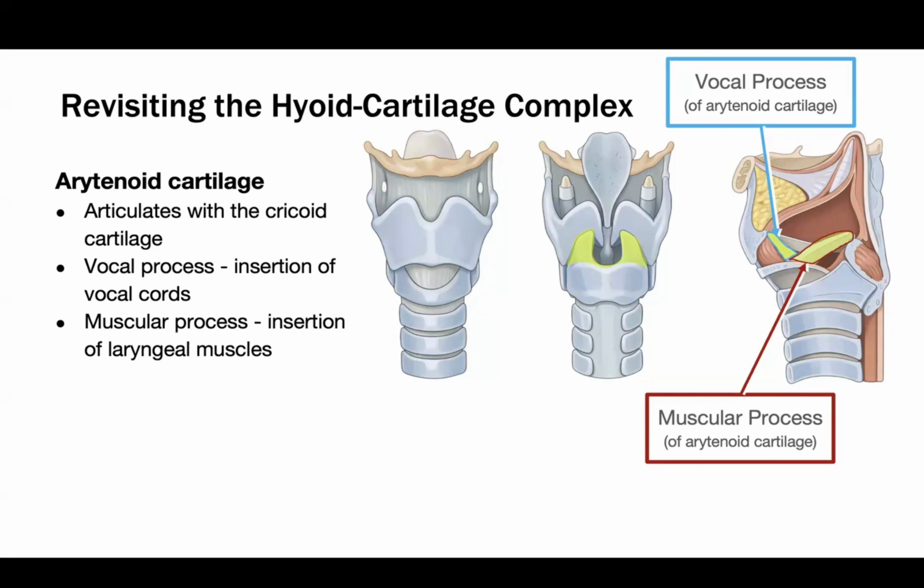There's also two more cartilages that we don't expect you to remember and recall for the exam, but they're called the corniculate and the cuneiform. They've got kind of ancillary functions. In total, you've got your thyroid cartilage, the cricoid, two arytenoids, two corniculates, and two cuneiforms.